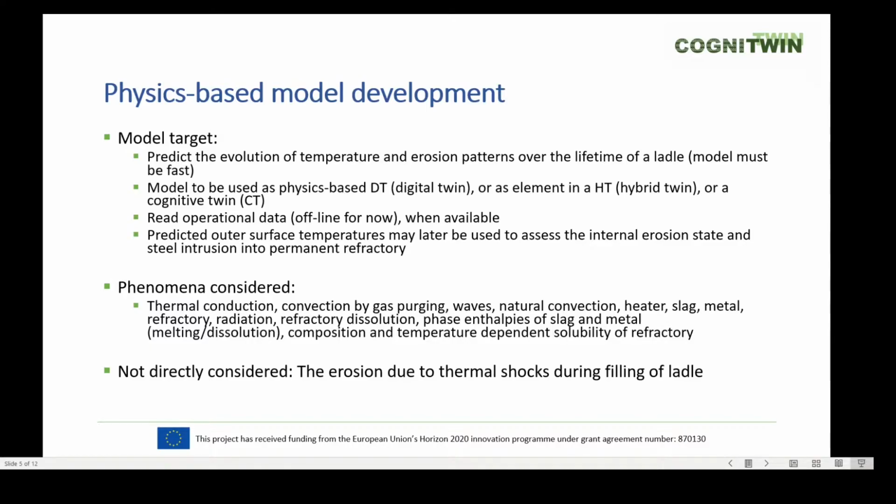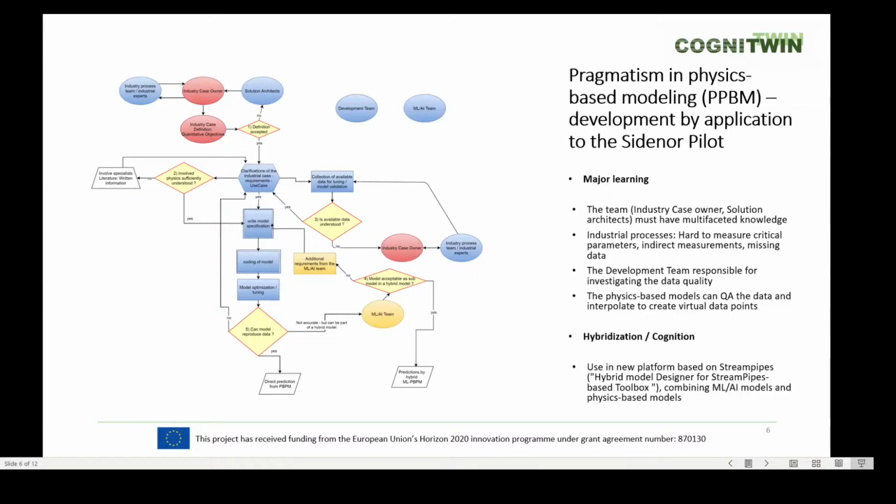So what is not considered here is the erosion due to thermal shocks during the filling of the ladle. This is something that can be done by other machine learning approaches and added to the hybrid twin. This slide shows a little bit about how we work with this pragmatism-based modeling or model development, and apply this to the Sidenor pilot in COGNITWIN.